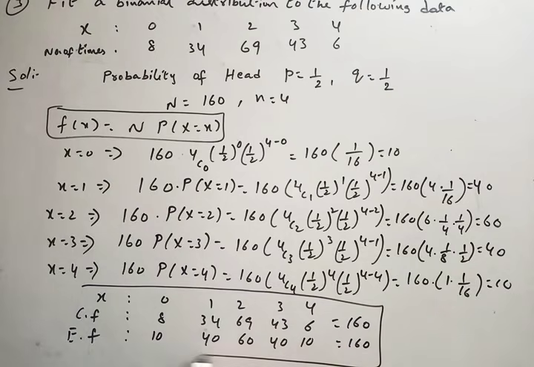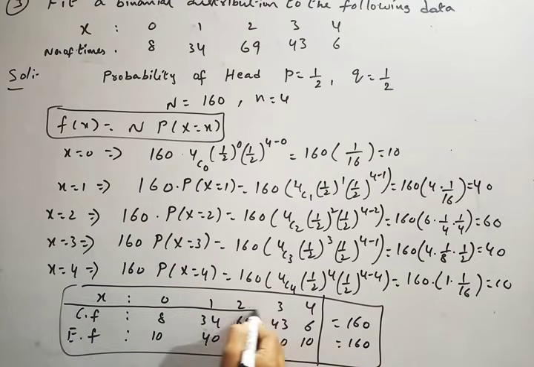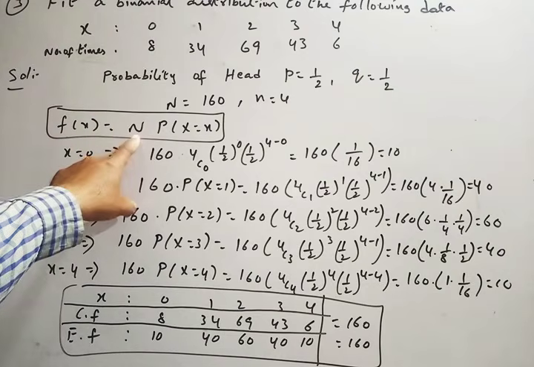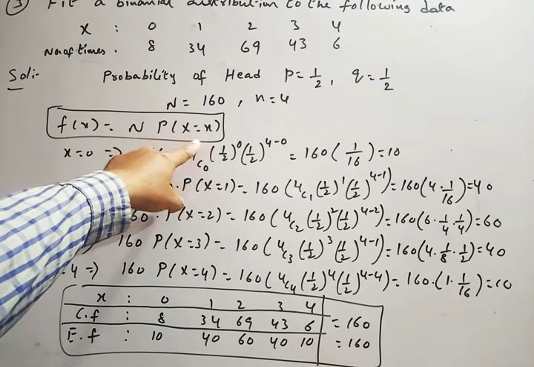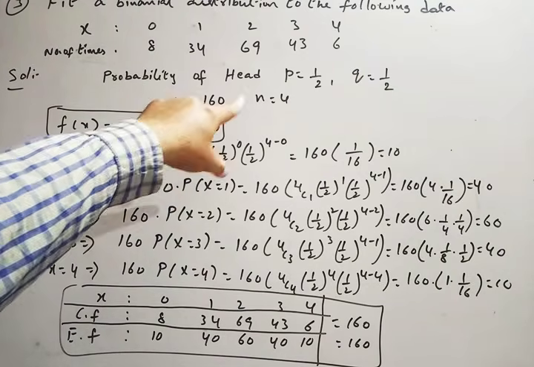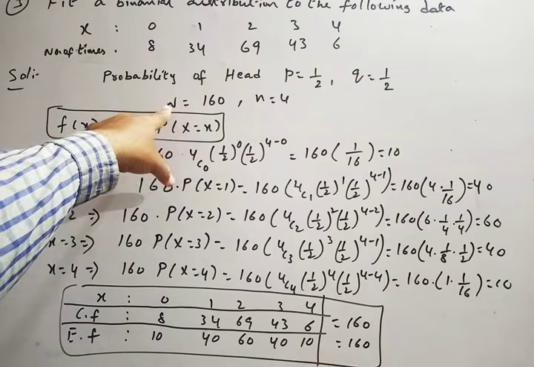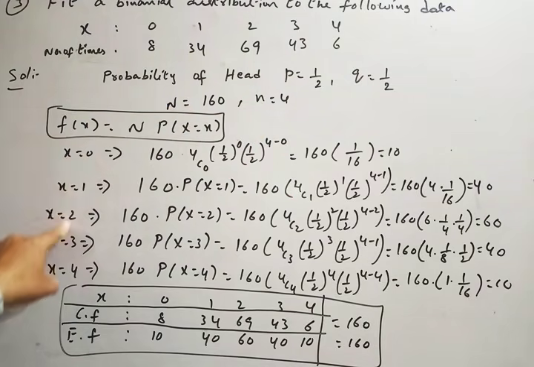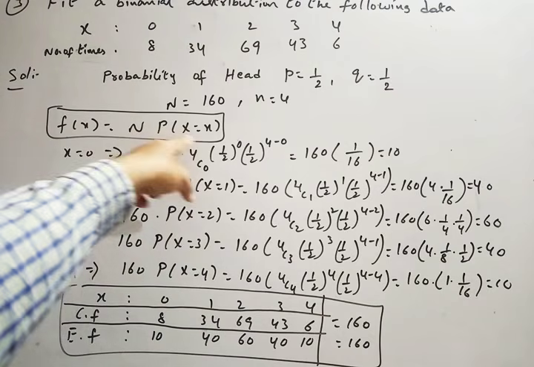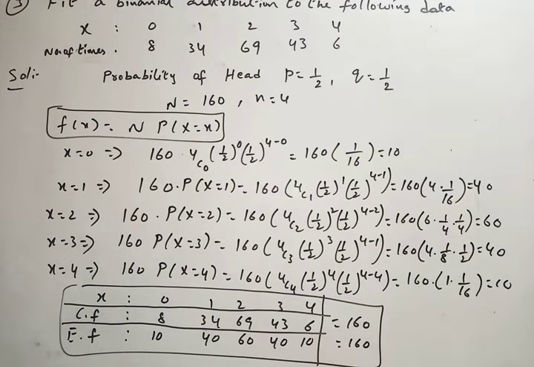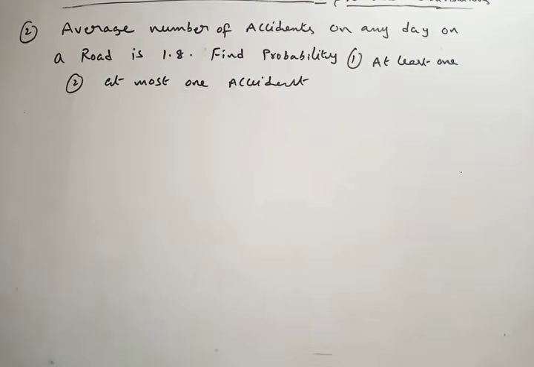So like this, you need to fit a binomial distribution to the given data. This formula is important: f of x is equal to N into P of capital X is equal to x. P is the probability, q is 1 minus p, n is the number of heads, 4, and capital N is the total values. Substitute x is equal to 0, 1, 2, 3, 4 in this formula and you will get the expected frequencies. Okay.